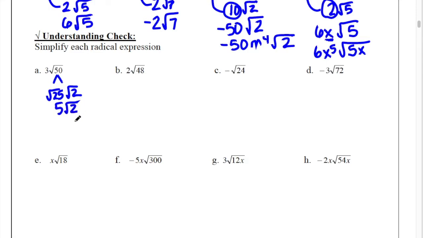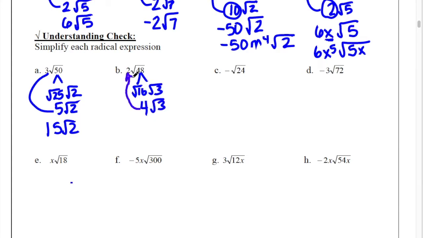5 root 2, and the 5 gets combined with the 3 to be 15 root 2. 48 is 16 and 3, which is 4 root 3. The 4 gets combined with the 2 to be 8 root 3.